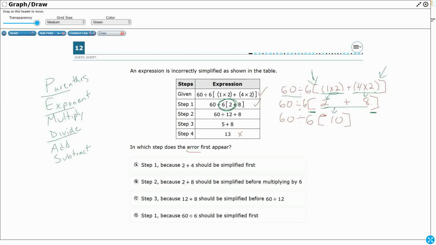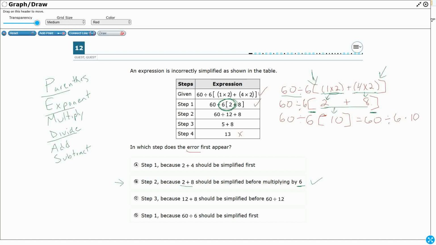And so let's see if that correctly does it. Step 2, because 2 plus 8 should be simplified before multiplying by 6. Yes, that's exactly what we did. We simplified the 2 plus 8. Then we can deal with this, because really, if I wanted to rewrite this, what's left? Now it's 60 divided by 6 times 10. That bracket 10 means times 10.